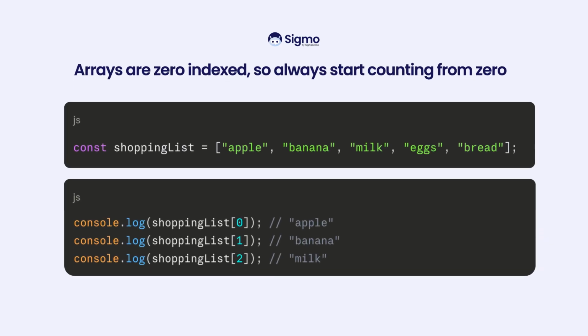Now here's something important. Arrays are zero-indexed. That means the first item isn't at position 1, it's at position 0. So if you want to access the first item in your array, you use index 0. The second item is index 1, and so on.